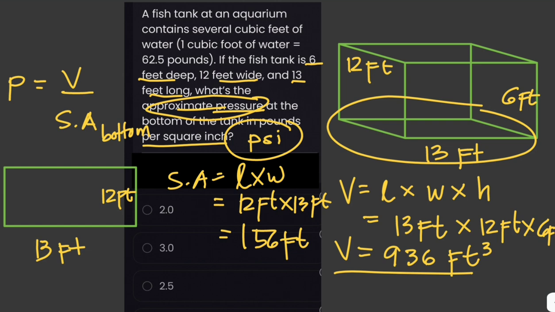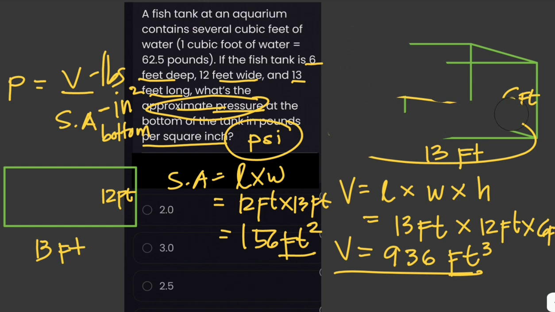Alright, take note that we are asked for the value of pressure in PSI, so that means pounds per square inch. So the volume should be in pounds, and the surface area should be in square inches. But we solved for the volume and surface area in cubic feet and square feet respectively. So we need to convert the volume, cubic feet, to pounds, and then square feet to square inches.